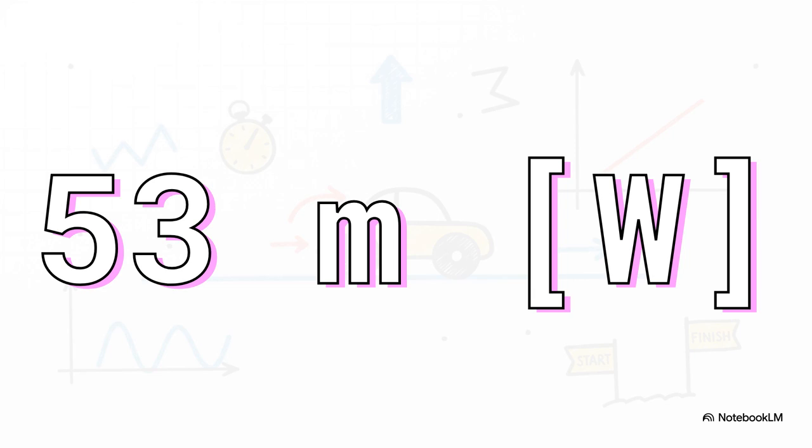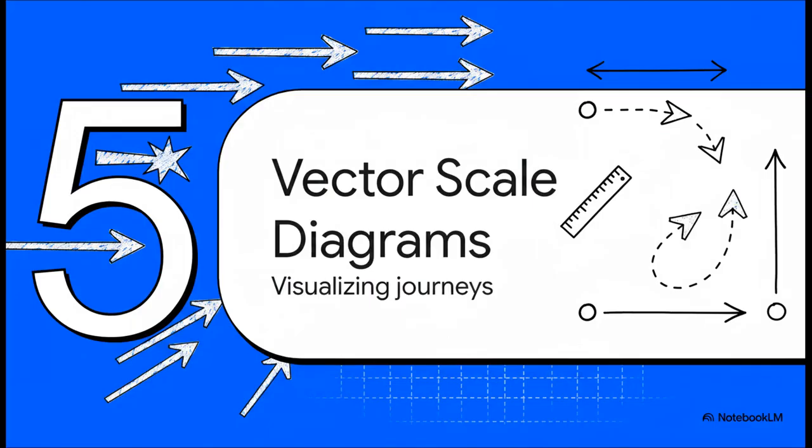Let's crunch the numbers. Adding her first displacement of 80 meters west to her second displacement of negative 27 meters west gives us 53. Boom! This means the dog's total final displacement is precisely 53 meters west of her trainer. She ran 107 total meters of distance, sure, but her actual displacement from her starting point is just 53 meters west.